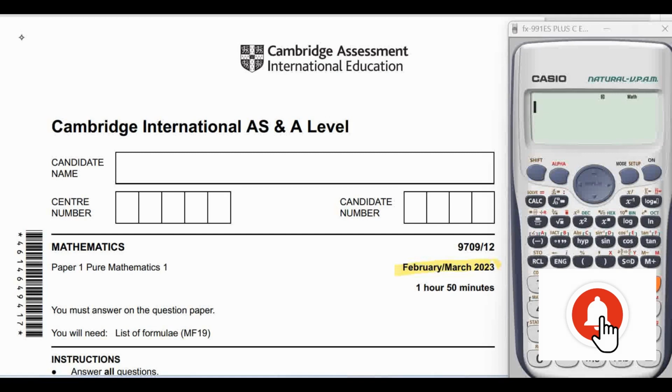Hello everyone. Today we are going to discuss the remaining questions of paper 1, February-March 2023.